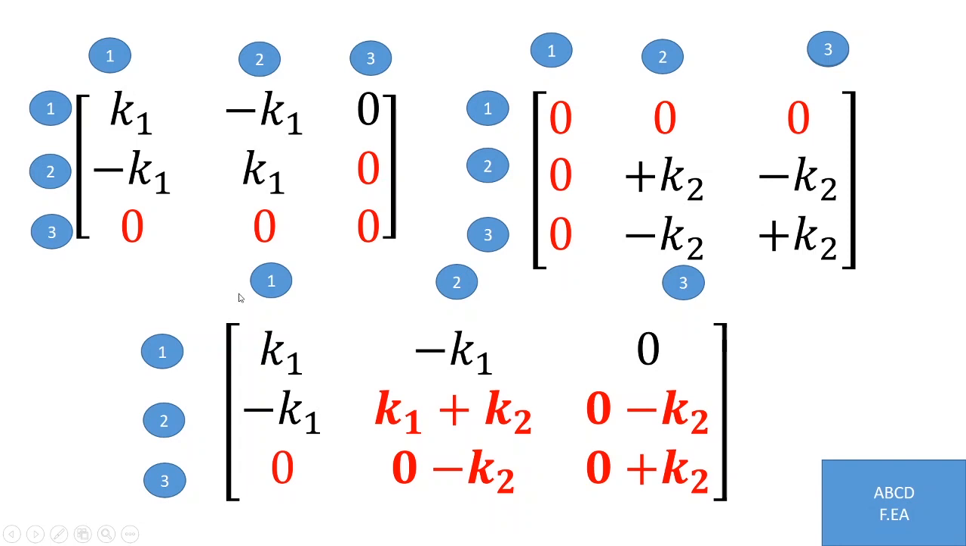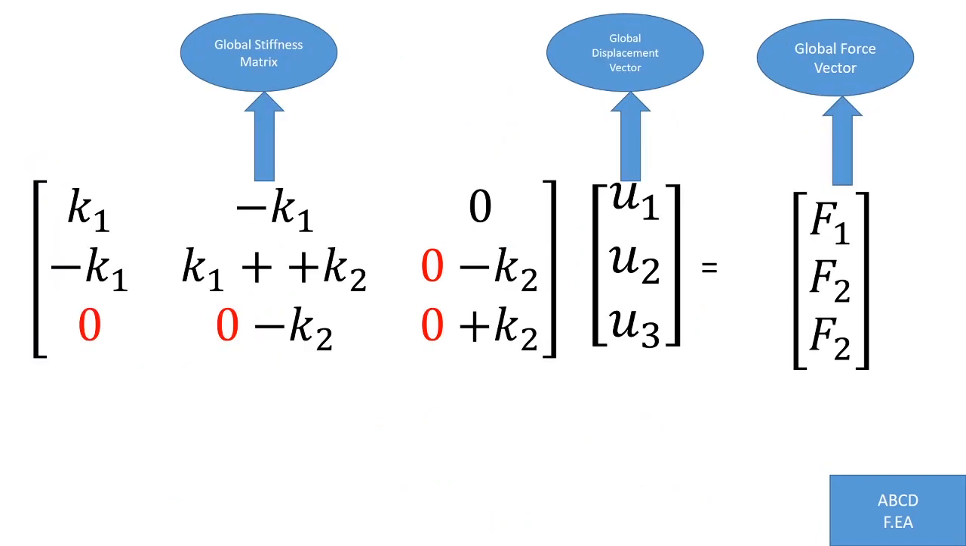So this is the most crucial step. Only then can you solve the further problem, which I will upload soon. So this is our global stiffness matrix. Got it? And this is our global force vector, and this is the global displacement vector. And this is the global stiffness matrix. Hope you understood. So in the next video we will solve a problem based on this. Thanks.